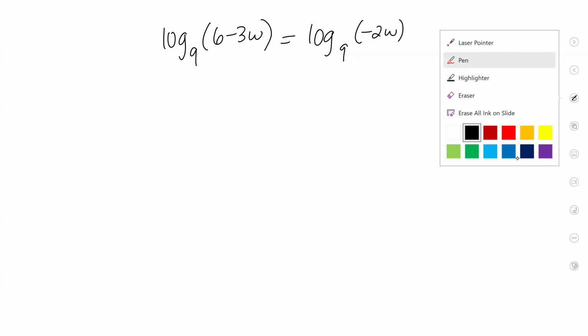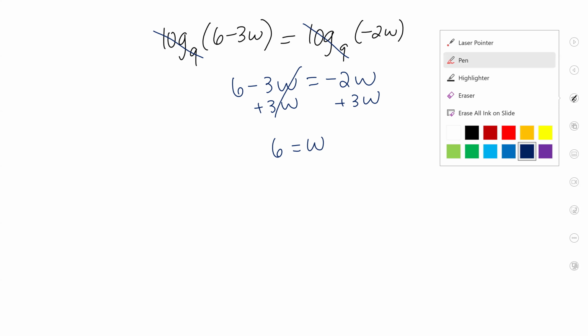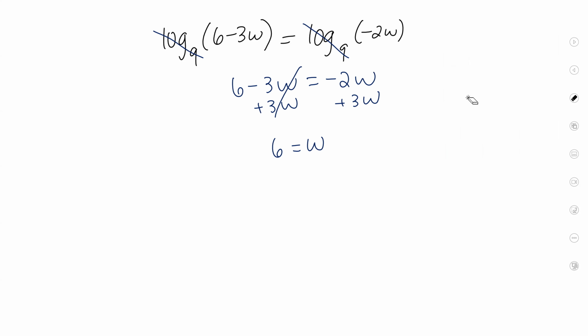Okay, an example of something that is extraneous. Those cancel. We have 6 minus 3w equals negative 2w. I can add 3w to both sides, and I get 6 equals w. However, look, if I plug in, change that w to that 6, what's negative 2 times 6? You cannot have a negative number inside of a log. So this is extraneous. There is no solution. No solution.